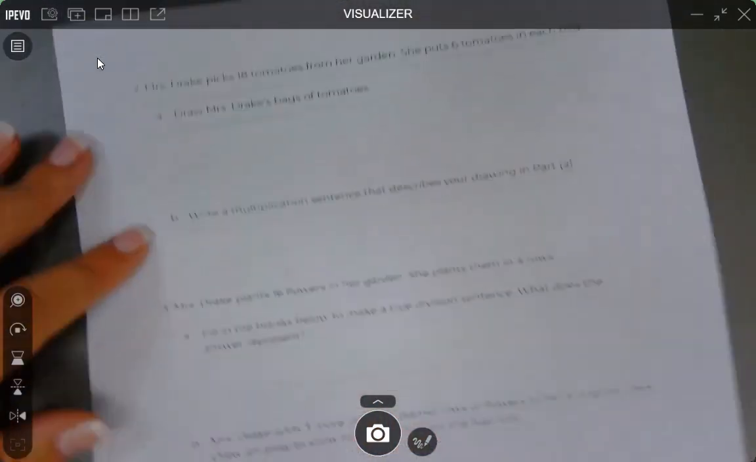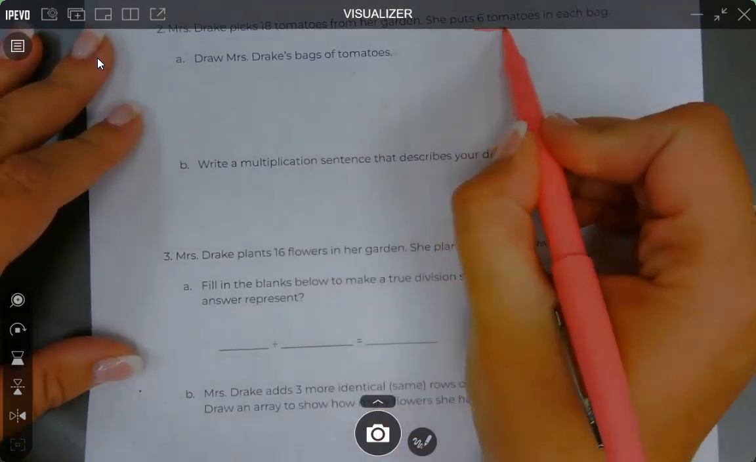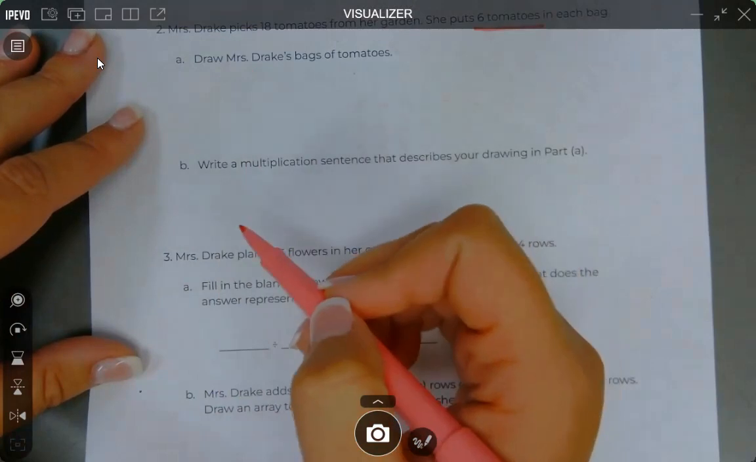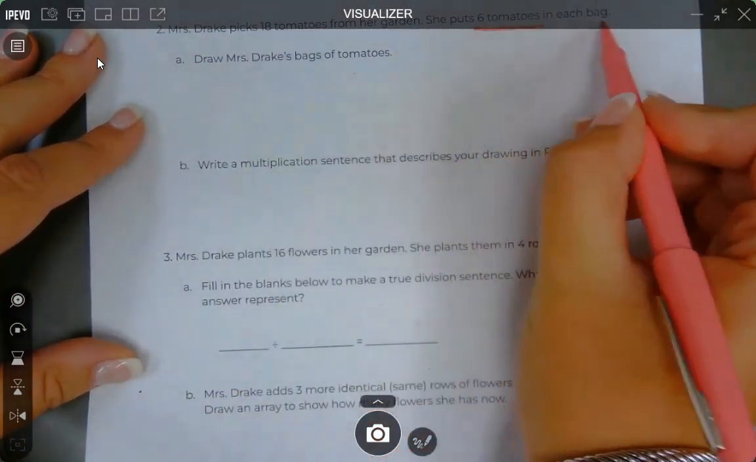Awesome. Let's go ahead and flip over. Miss Drake picks 18 tomatoes for her garden. She puts 6 tomatoes in each bag. Draw Miss Drake's bags of tomatoes. All right, so how many? We're putting 6 tomatoes in each bag.